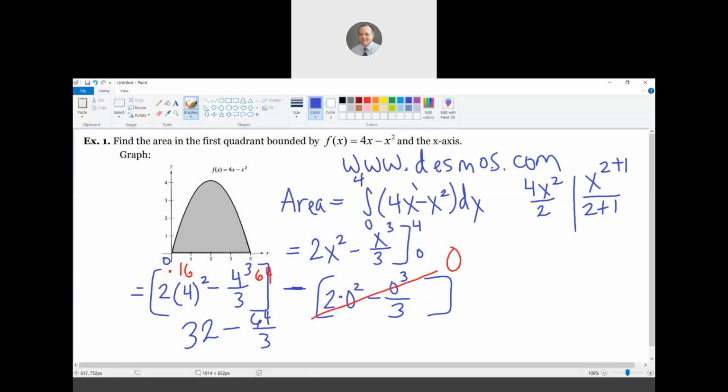In order to combine the number with the fraction, we need to make 32 a fraction also. So I'm just going to rewrite it as something over 3 so the denominators will match. 32, we can rewrite as 96 over 3. And now we can easily subtract our fractions. So our final area under the curve is exactly 32 over 3.